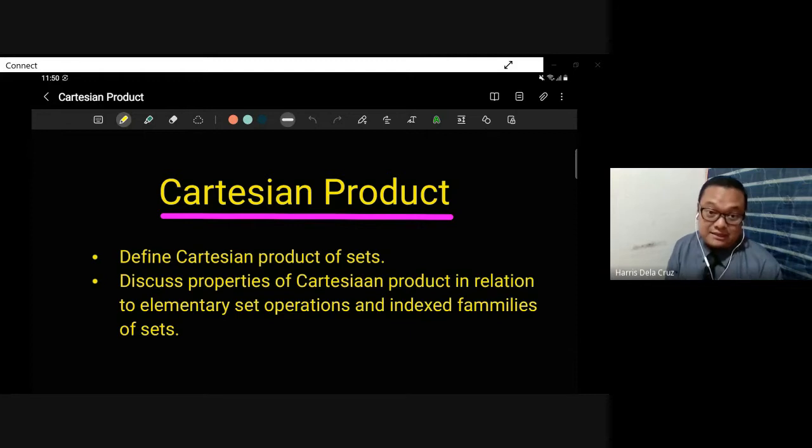Now, in this part, we're going to talk about the Cartesian product. We're going to define what we mean by the Cartesian product of sets. And then, as always, we're going to discuss the properties of the Cartesian product in relation to the elementary set operations: the intersection, the union, and the complement of sets. And of course, in a more general scenario, for an arbitrary collection of sets. Okay, so if you're ready, let's start.